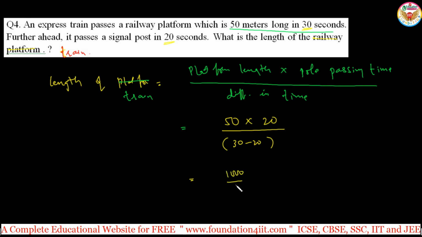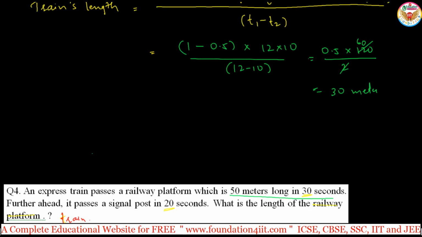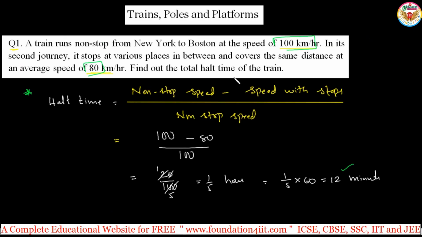So 1000 divided by 10, it is 100. So 100 meters. Okay. So these are the short techniques or shortcut tricks you can apply to do similar problems on trains, poles and platforms.